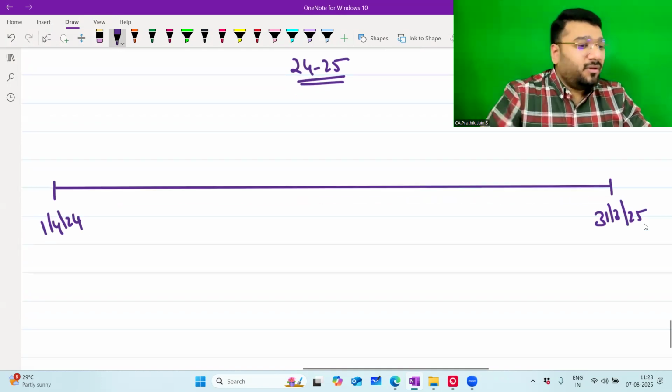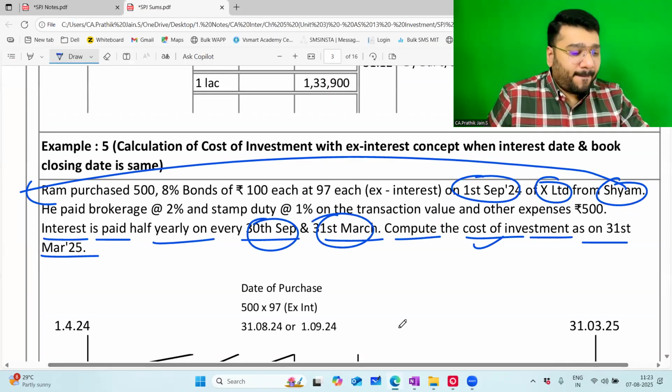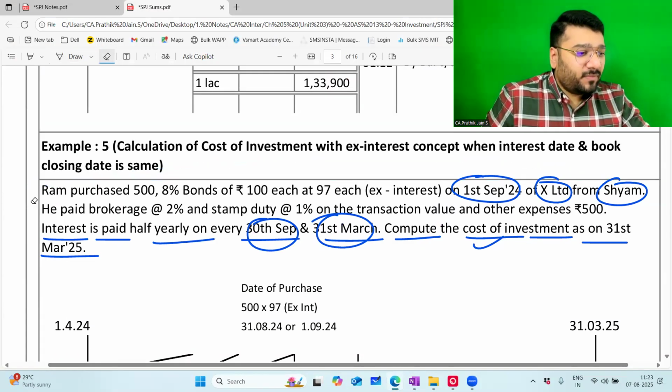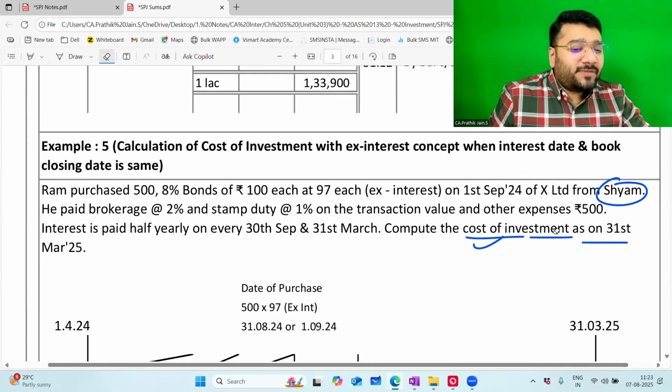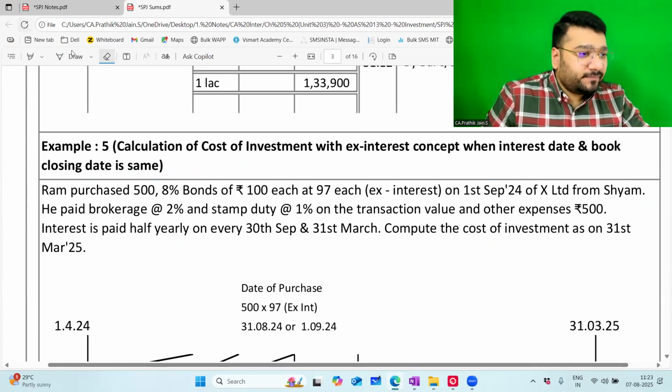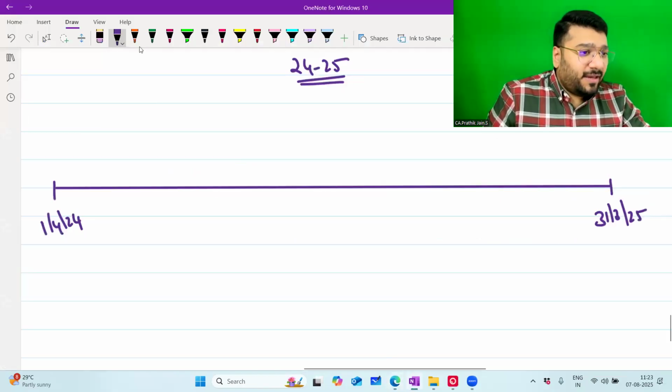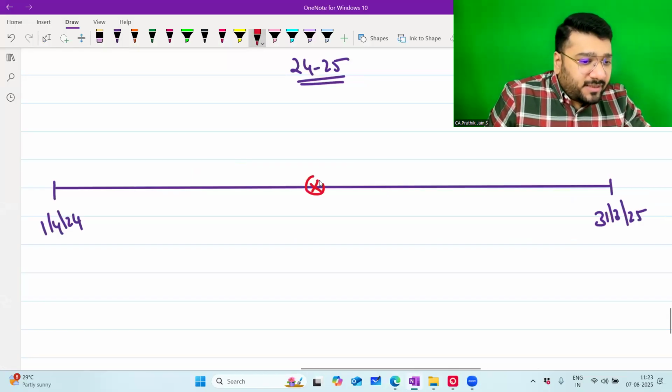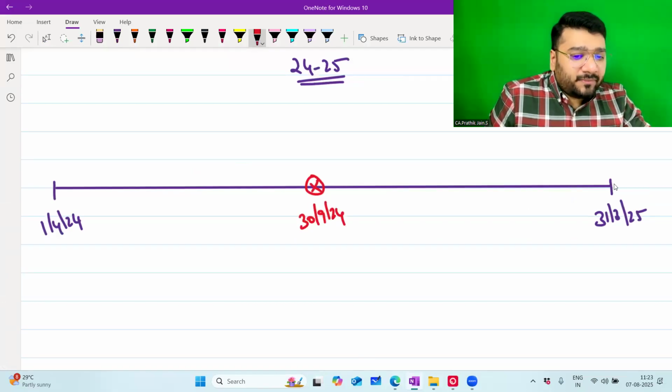Can you please tell me the due dates when the interest starts to be paid? Very good. So I'm putting this in a danger mark, red symbol. Dangerous date. 30 September 24 and 31 March 25. So these are the interest dates.